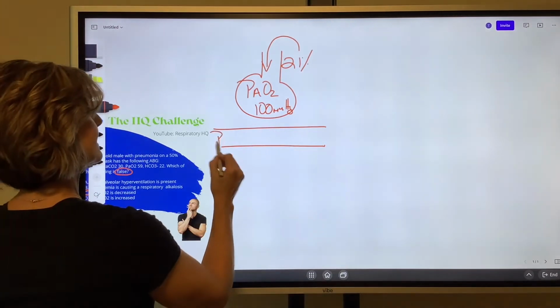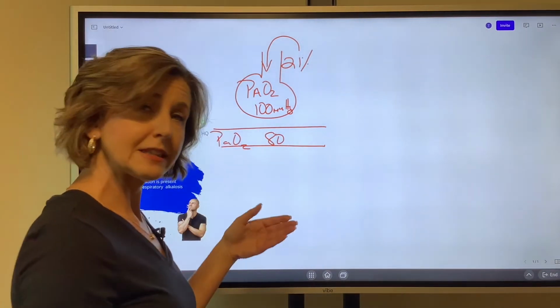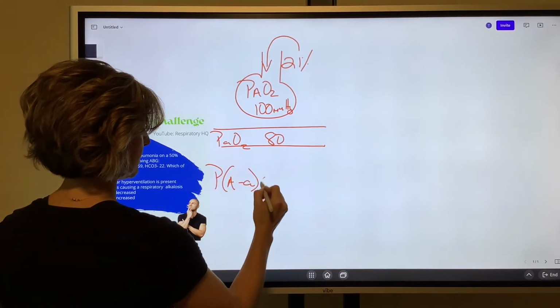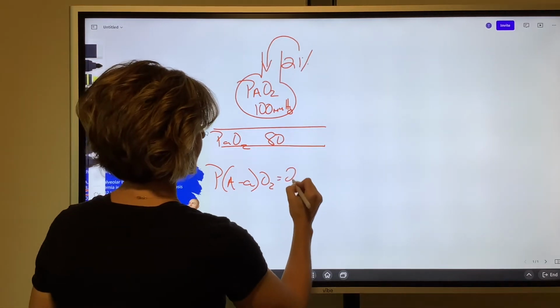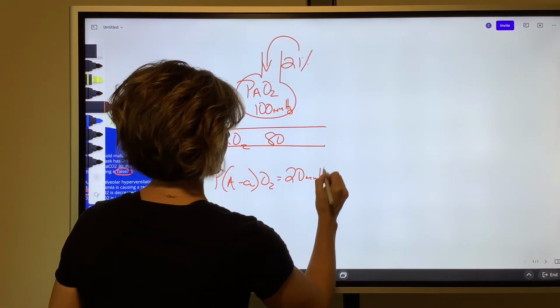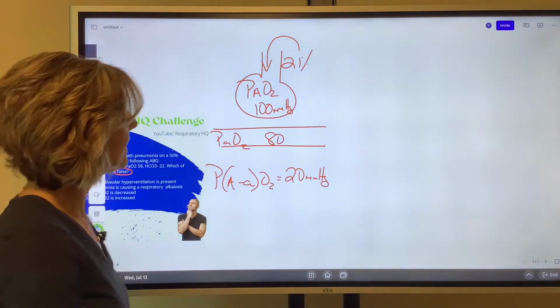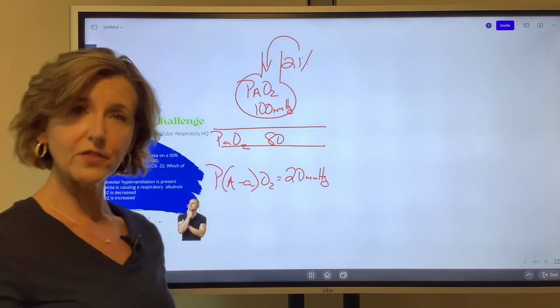Well, a normal PaO2 is 80. So the mathematical difference between the two, okay, so this is just the mathematical difference, 100 minus 80 is 20. All right, so what you should get out of this is when this number is small, that's a really good thing. That means diffusion across the AC membrane is very efficient.